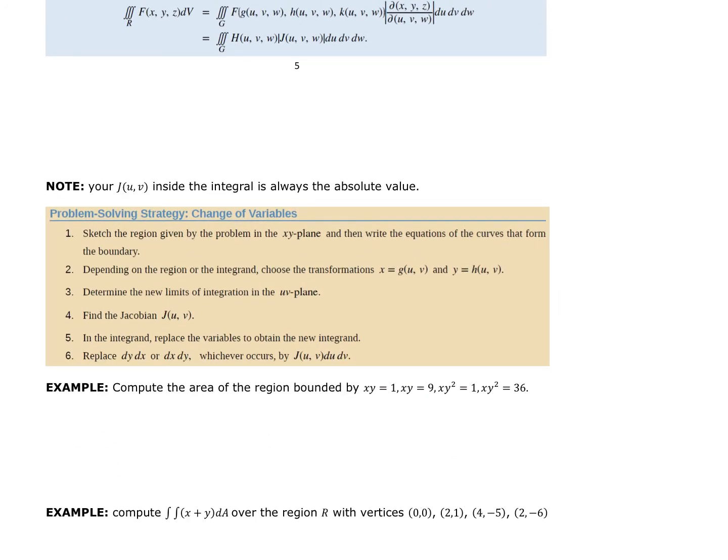Just something to note, you always take the absolute value of your Jacobian. No matter what it is, you always take the absolute value.